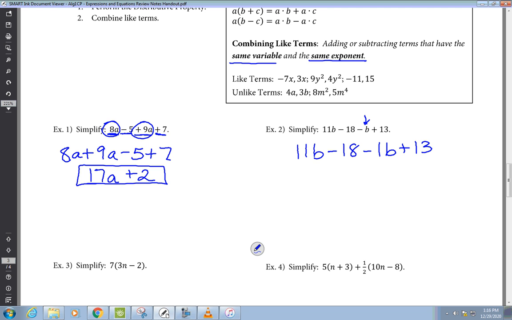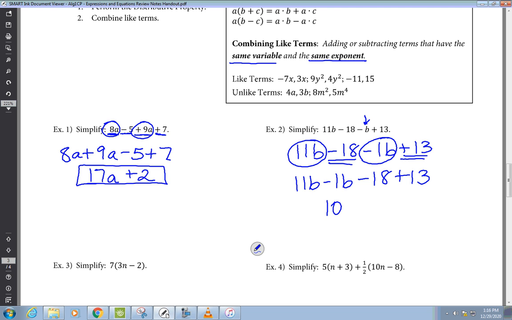Same rules apply. So 11b minus 1b, and then negative 18 plus 13. 11b minus 1b is 10b. Negative 18 plus 13 is negative 5. That is your final answer.